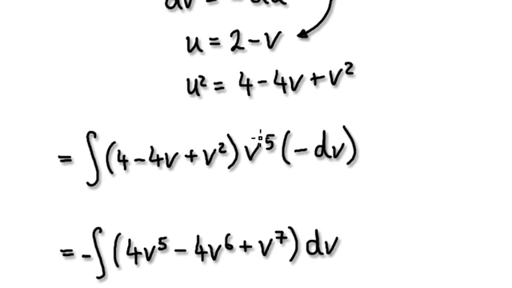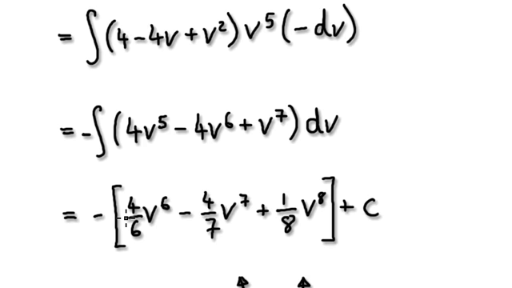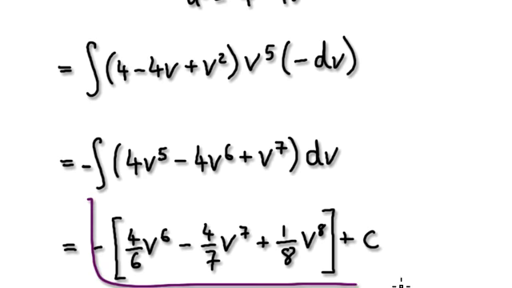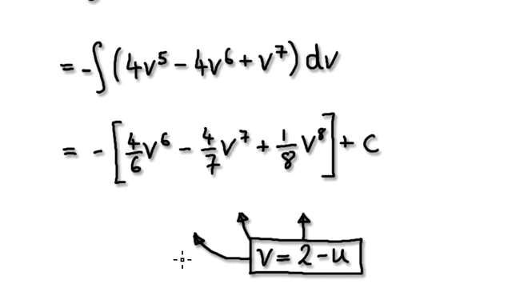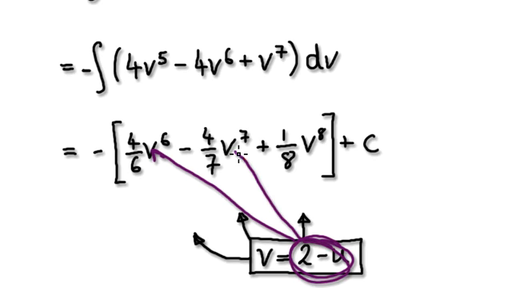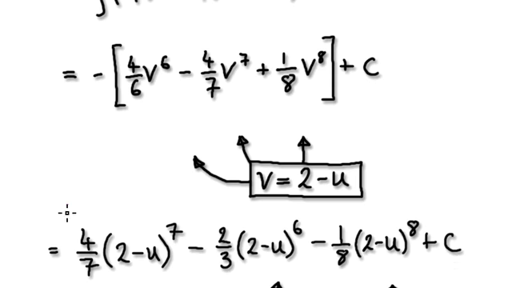And now multiply everything out. So this times this, this times this, this times this. That will give you this. And then integrate, and it will give you this. But remember, we said earlier let v equal this thing here. Well, if v equals this thing here, then we can put this into the v here. Then that will give you this.